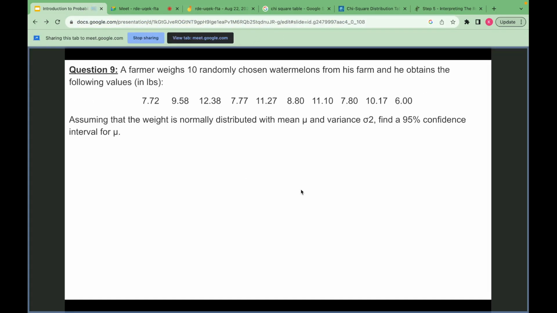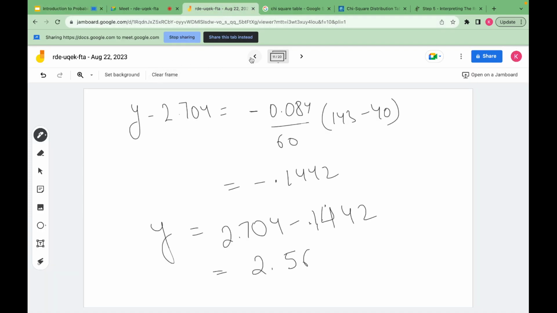Similarly, this is the next question. A farmer weighs 10 randomly chosen watermelons from his farm and obtains the following values. Assuming the weight is normally distributed with mean mu and variance sigma square, we need to find the confidence interval for mu. Here we are not using the hypothesis. This can be done easily using the previous examples, so I will just write the answer for this.